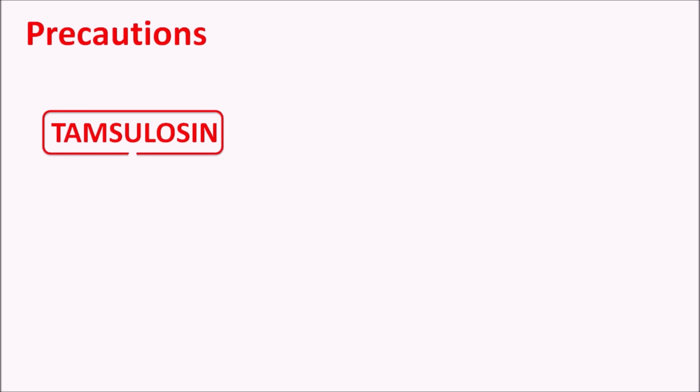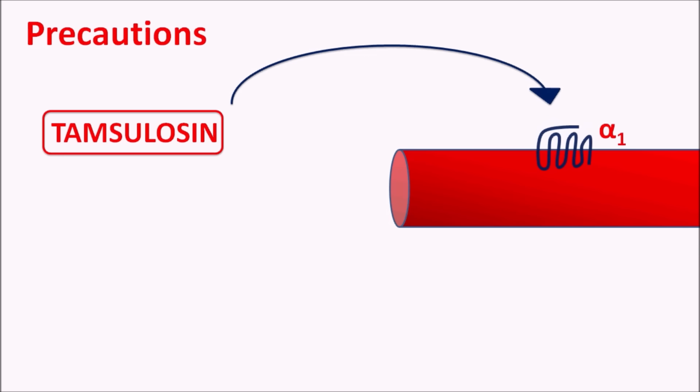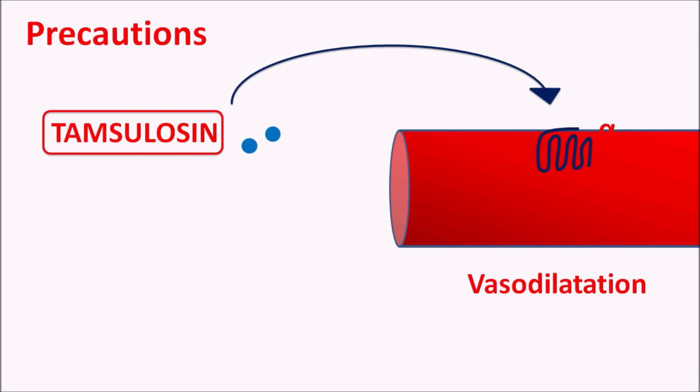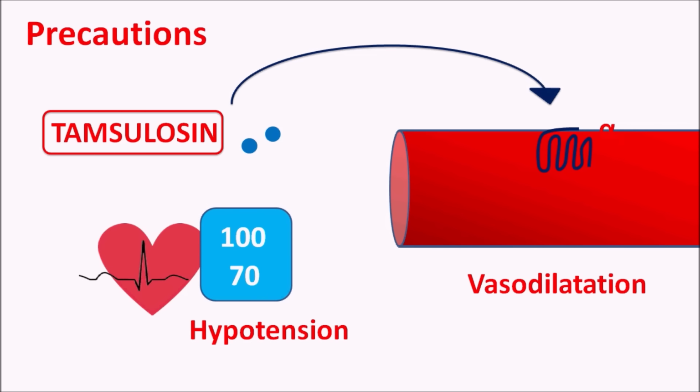One of the important precautions of tamsulosin is that this drug can act on the vascular smooth muscle, which expresses alpha-1 receptors. These alpha-1 receptors are responsible for vasoconstriction. Tamsulosin acts as an alpha-1 blocker, so it blocks the alpha-1 receptors, resulting in vasodilatation. This vasodilatation produces hypotension and a decrease in blood pressure, which leads to many side effects.